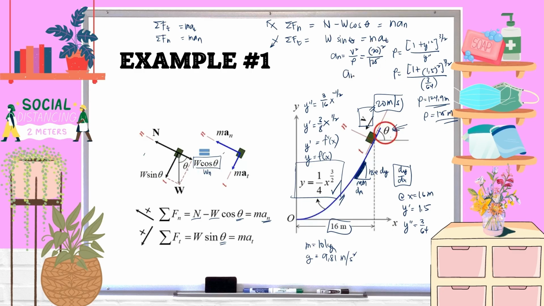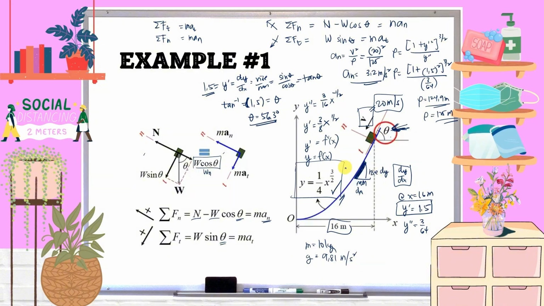So a sub n will be equal to 3.2 meter per second squared. Likewise, we can also solve for angle theta. Since we have y prime, if you recall, y prime is equal to dy over dx, which is rise over run, which is equal to sine theta over cosine theta, or simply tangent theta. Since this is 1.5, the arctangent of 1.5 will be equal to angle theta, and theta will be 56.3 degrees.